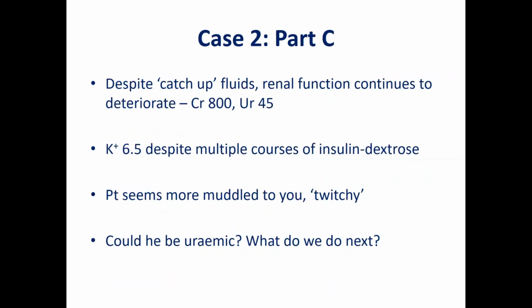So despite the catch-up fluids, this renal function gets worse. The creatinine is now 800 and the urea is 45. The potassium's gone up at 6.5. You've given them lots of insulin dextrose. It hasn't got better. The patient's becoming confused and seems a bit twitchy. And one of the nurses said to you, could he be uremic? What should we do now?